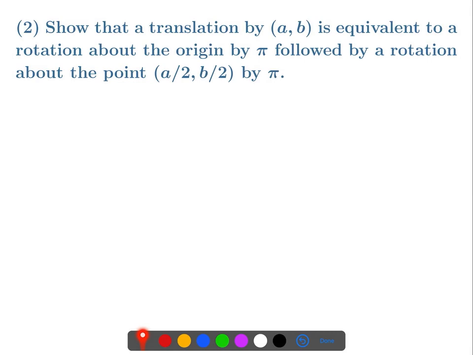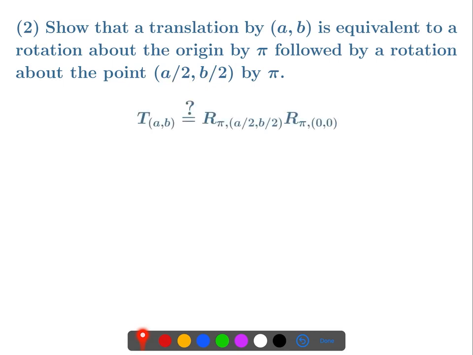Problem 2 says to show that a translation by (a, b) is the same thing as first rotating around the origin by pi, and then rotating around (a/2, b/2) by pi. So this is just the same point we started with, but multiplied by 1/2. So we have a over 2 and b over 2 instead of a, b here.